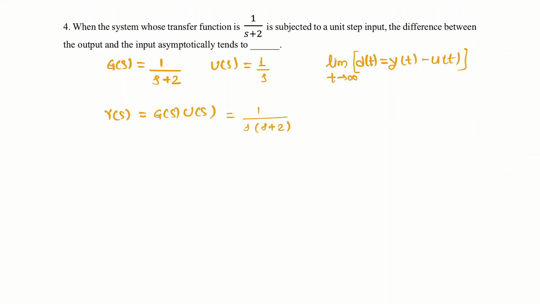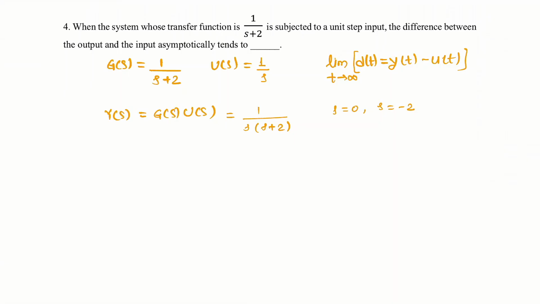So even before going there, we can look at the poles for this transfer function, y of s. We'll see the roots of the denominator polynomial are s equals 0 and s equals minus 2. So we are not in the unstable region. That is, s is not positive, but it is 0. That is, we are just at the border.